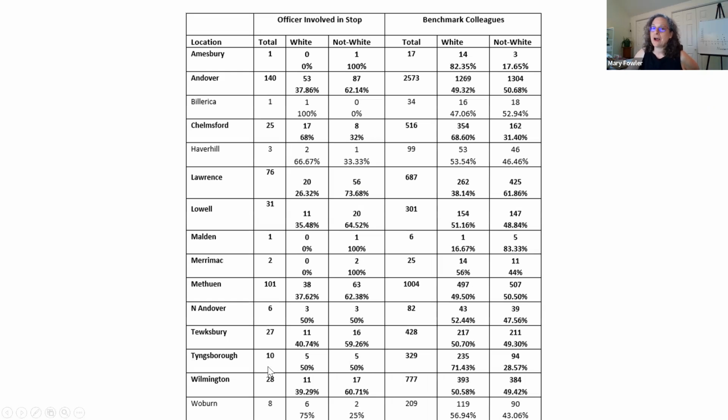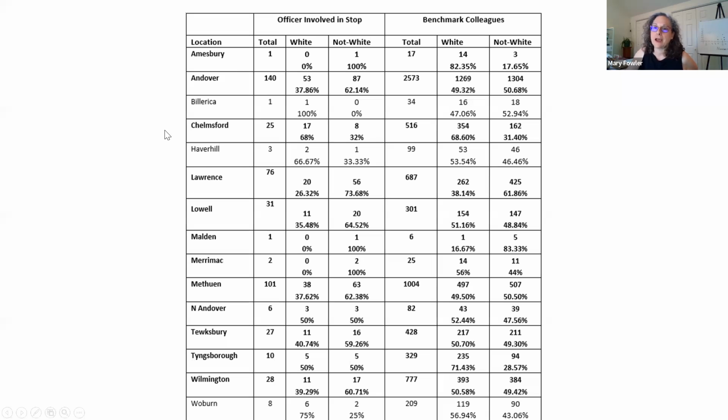All right, so this officer actually had 15 different locations in which he wrote citations. And we can look here at Andover, because he had 140 citations written in Andover. In this case, we were considering white versus non-white stops.